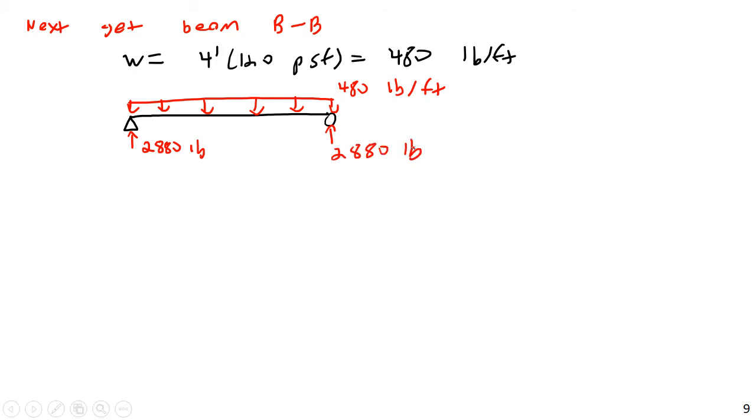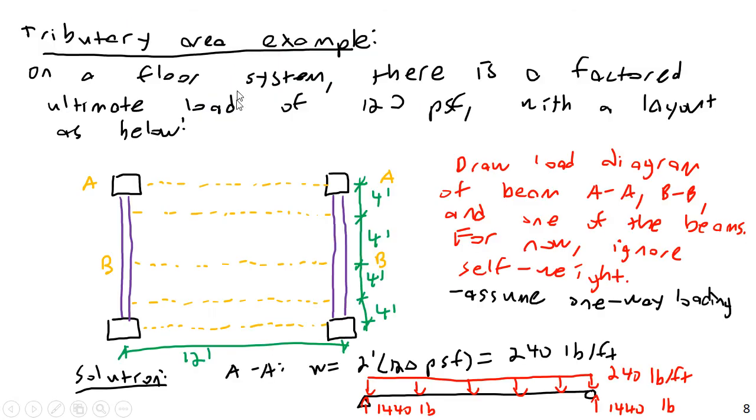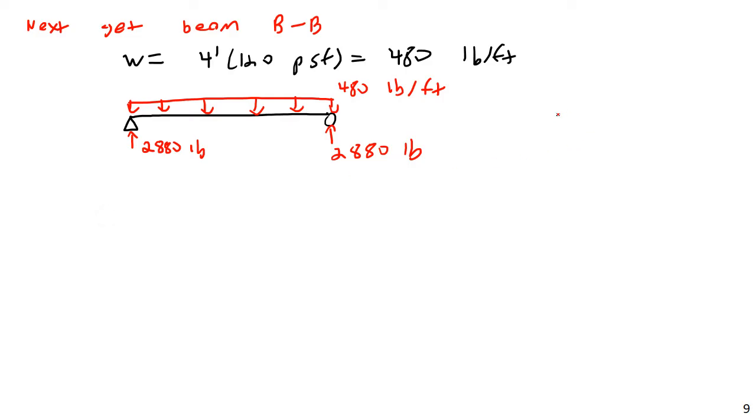Yes. How do you get 4 feet? How did I get the 4 feet? Okay, tributary area. Again, it comes down to tributary area. You have a beam here. There's another beam 4 feet away. And there's another beam 4 feet from it. Load passes to the closest location.